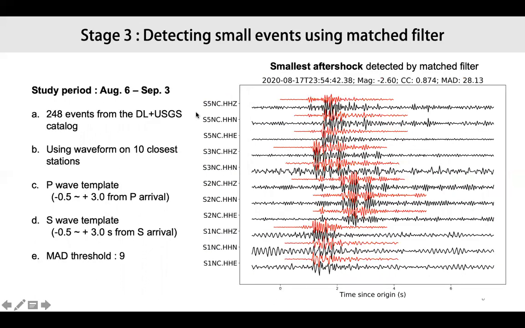With this catalog, we then use match filter to detect more events. For each earthquake, we cut a waveform around the P and S arrival and then cross-correlate it with continuous data to pick up similar events. The right figure shows an example of a new aftershock that's detected by this method. The waveform in red is the template, and the waveform in black is the detection. You can see that they are very similar to each other.